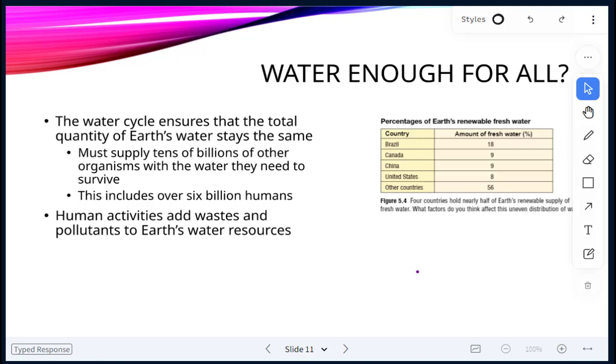Water cycle, it ensures that the total quantity of Earth's water stays the same. It has to supply tens of billions of other organisms with the water they need to survive. It includes over 6 billion humans. But keep in mind, it's human activities that are adding a lot of waste and pollutants to Earth's water resources.